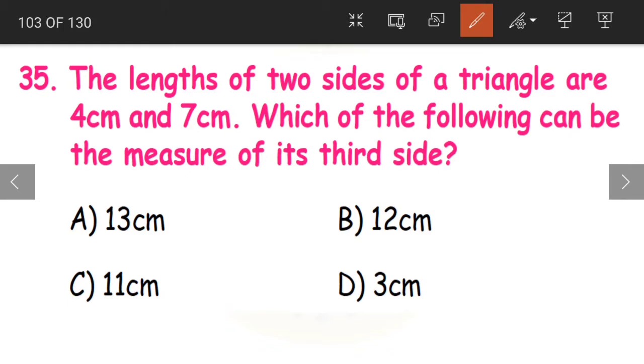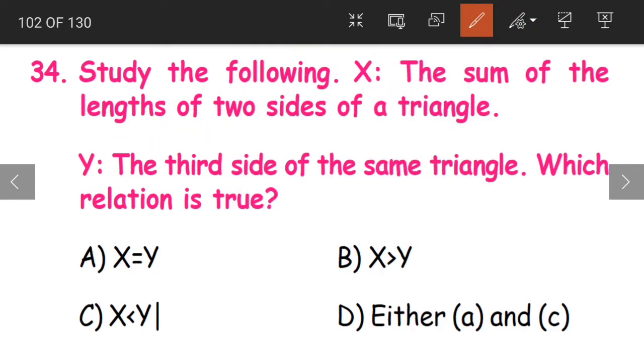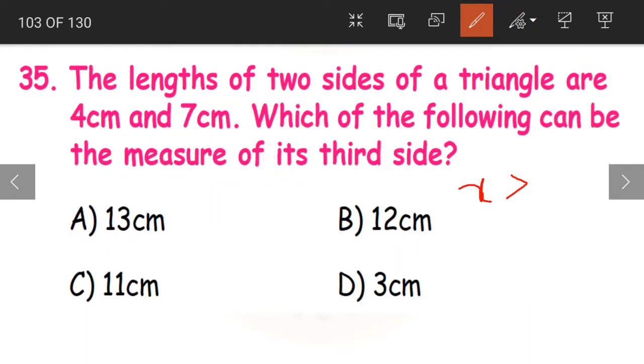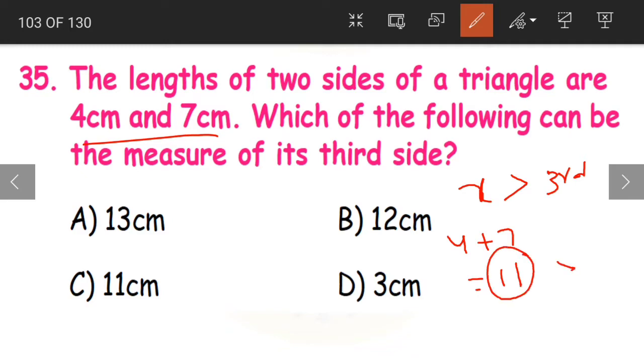Question 35. The lengths of 2 sides of a triangle are 4 centimeters and 7 centimeters. Now which of the following can be the measure of its third side? Just now what did we learn? That the sum is always greater. The sum should be greater than our third side. What is the sum? 4 plus 7, that is equal to 11. So 11 should be greater than the measure of the third side. First option is 13. Is the sum, that is 11, greater than 13? No. So 13 is not our required answer.